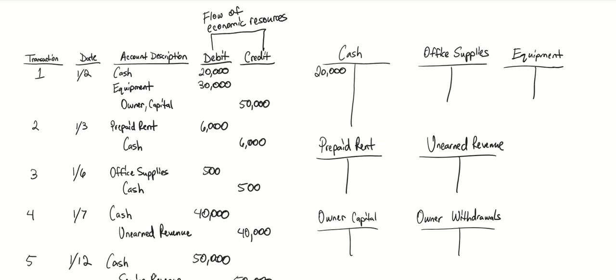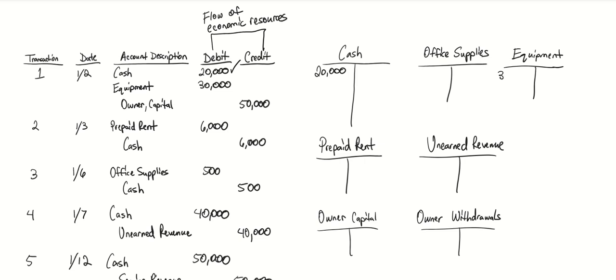Next, I got equipment. Well, let me go ahead and check mark this, indicating that this $20,000 is included in the T account of cash. So this is going to be a tedious process. If you understand how to do all of this, you can definitely skip over this. So equipment, I see a debit of $30,000.